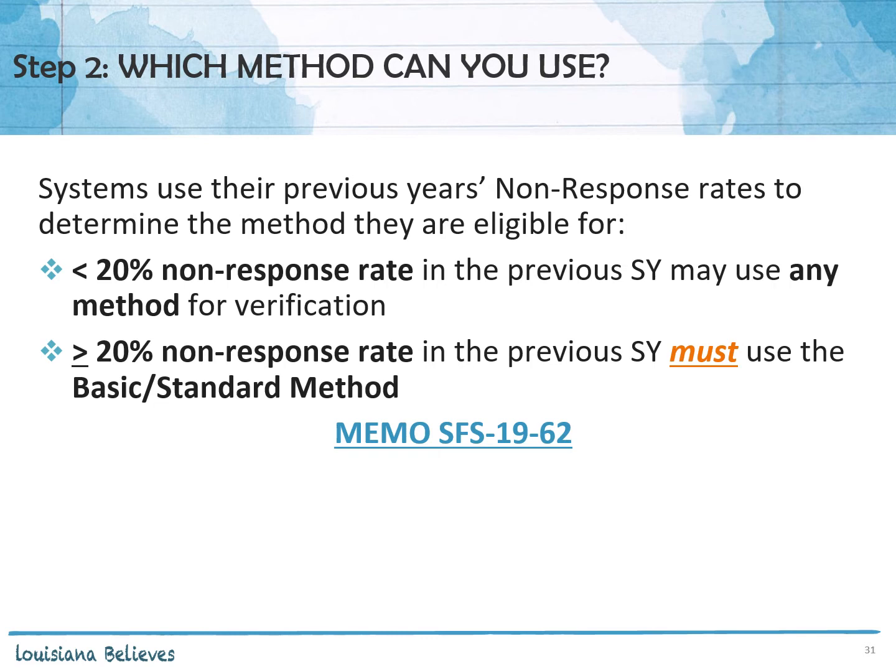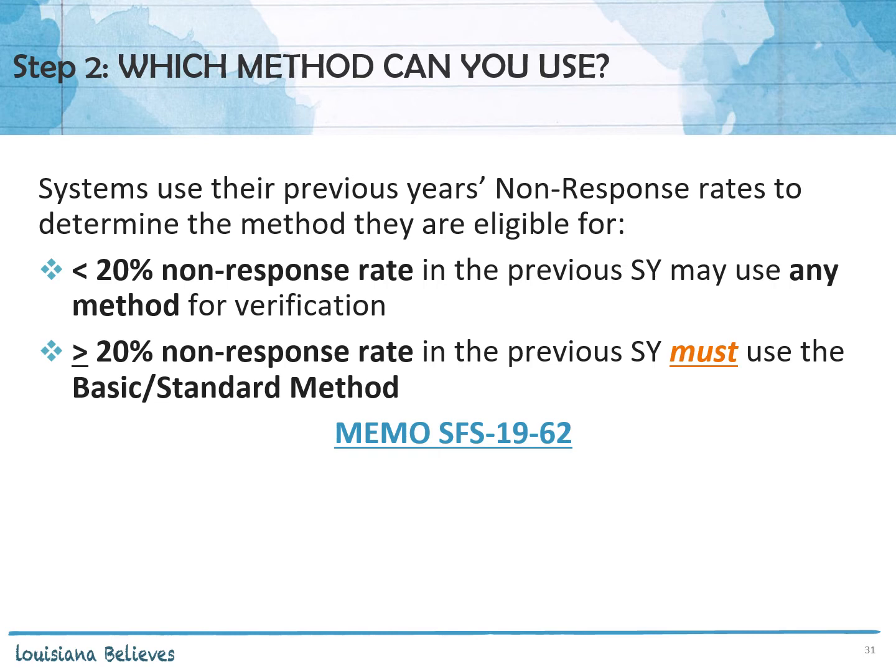Let's review which method you can use for selecting your sample size. We use the previous school year's non-response rates to determine the method you will use for verification in the current school year. If you have less than a 20% non-response rate in the previous school year, you may use any method for verification, the standard or basic, alternate 1, or alternate 2 methods.